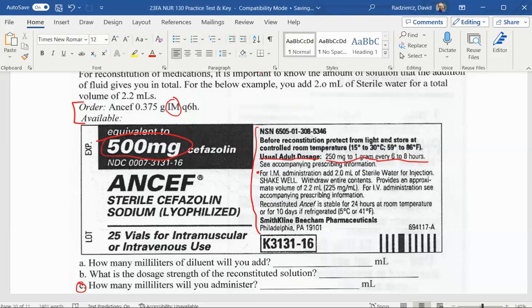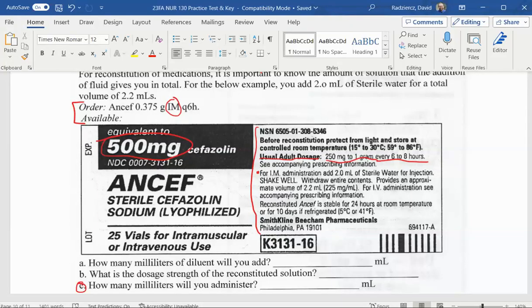Okay. The next step is it tells you for intramuscular administration, which is what we're doing, you're going to add 2 milliliters of sterile water for the injection. Then you're going to shake well. You're going to withdraw the entire contents, and that's going to give you an approximate volume of 2.2 milliliters, which is the total volume.